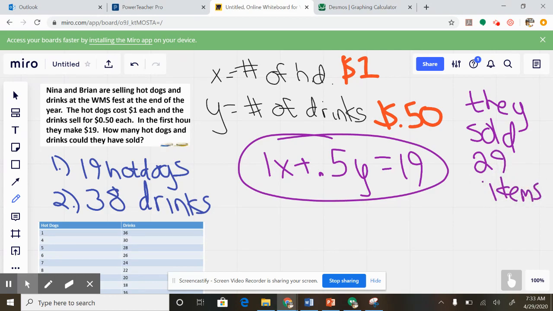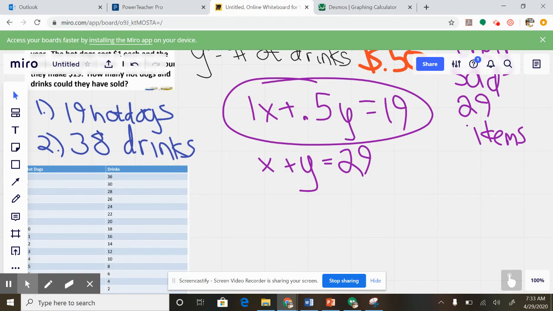I don't know how many are hot dogs and how many are drinks yet, but I know altogether they sold 29 items. So if that was the case, I can write a second equation. I can say the number of hot dogs plus the number of drinks equals 29. Now I have a system of equations, 2 equations that both use the same variables. So now that I have a system of equations, I can solve it any way I want.